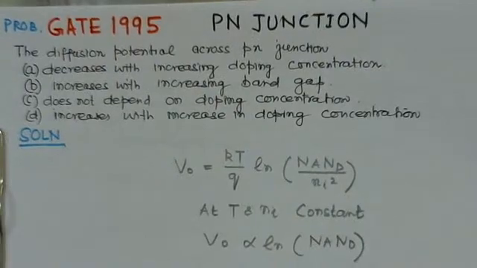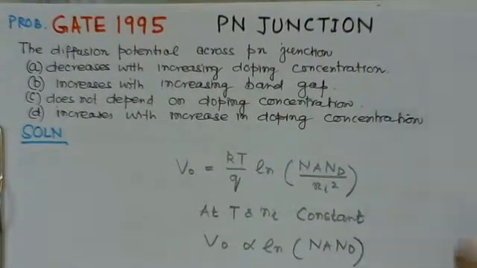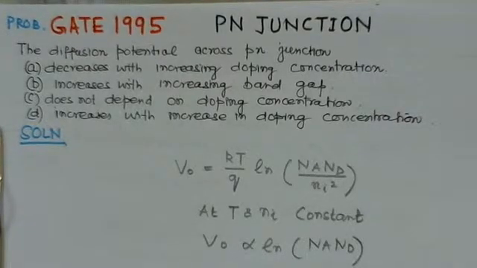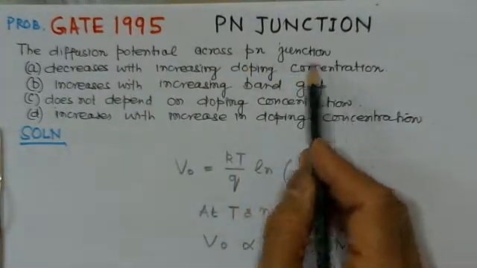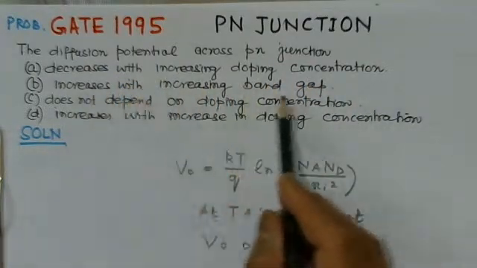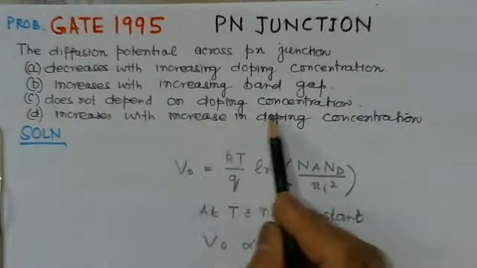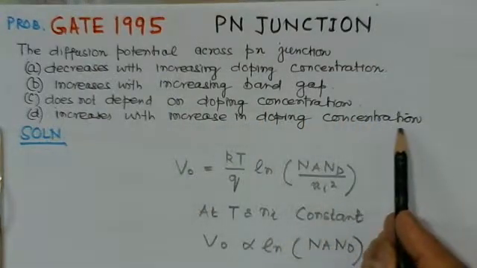Now this is another GATE problem, that's of 1995. We'll read out this problem: the diffusion potential across a PN junction decreases with increasing doping concentration, increases with increasing band gap, does not depend on doping concentration, increases with increasing doping concentration.